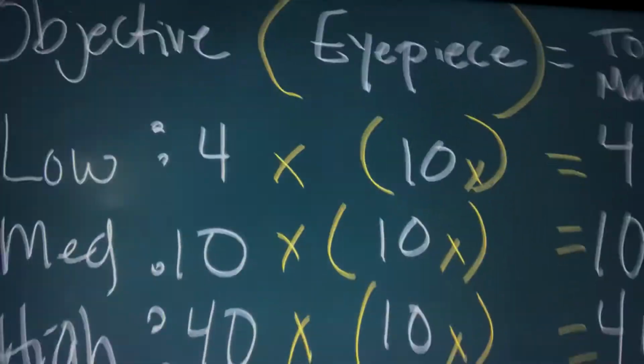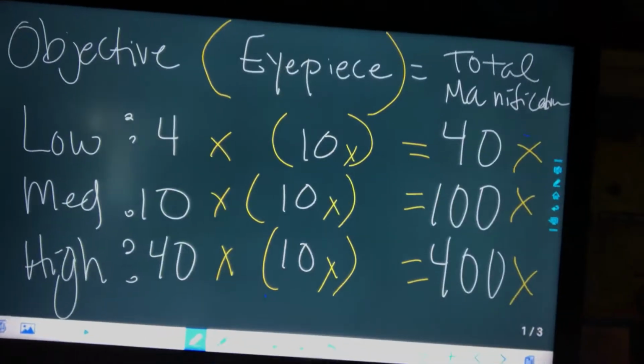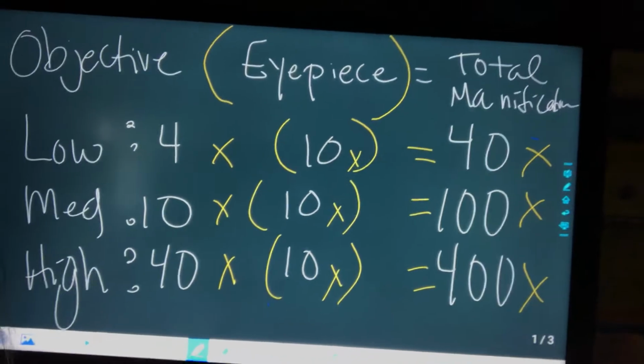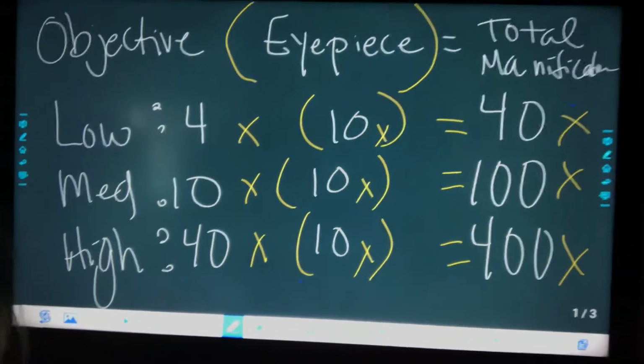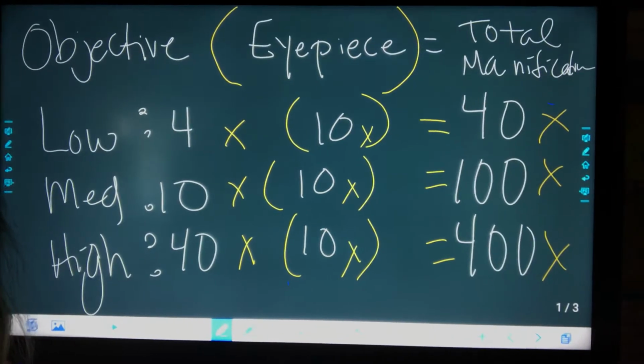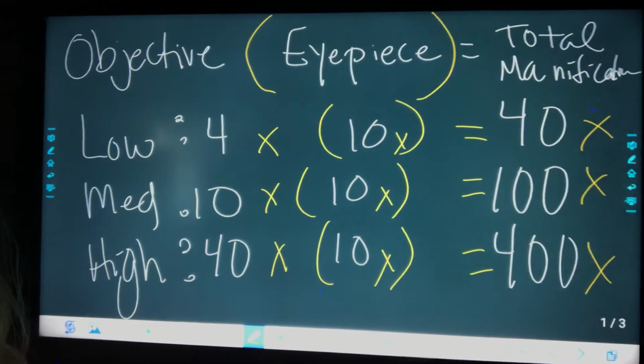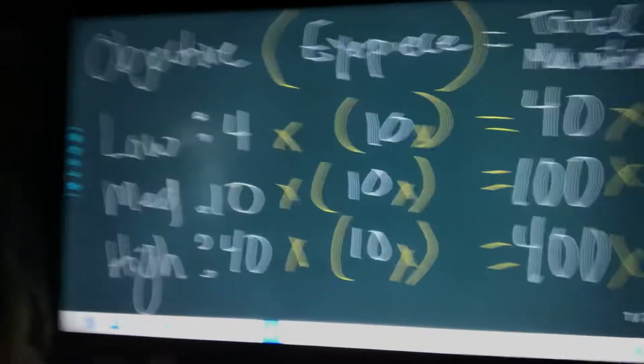So the first thing here is I want you to see how you find the magnification of the microscope. Now I know everything is backwards, and I'm sorry about that. But what you do is you multiply the eyepiece lens, which is always 10, that's the part you look through, by the objective lens. So the objective lens, like low power, is 4. Medium power is 10, and high power, the long lens, is 40.